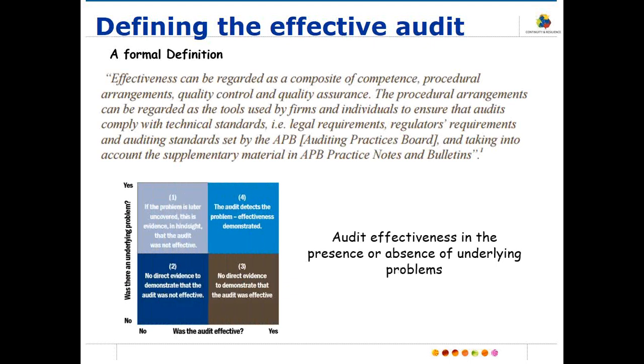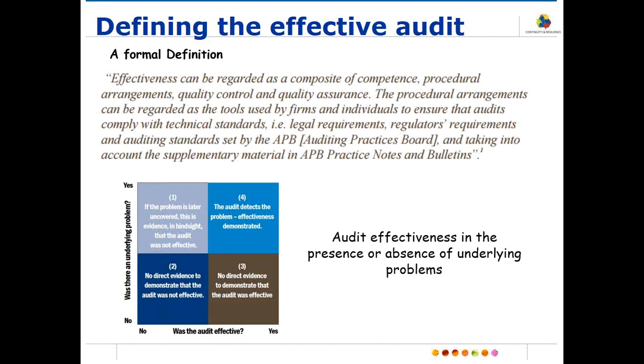So if I place audit effectiveness in a graph of X and Y scale, and I put no to yes, was the audit effective on one scale, and no to yes, was there an underlying problem in the firm before or after the audit on another scale, I can have four different quadrants. One can be there is no direct evidence to demonstrate that the audit was not effective. So I cannot say if it was effective or not. Another can be if the problem is later uncovered. This is evidence in hindsight that the audit was not effective.